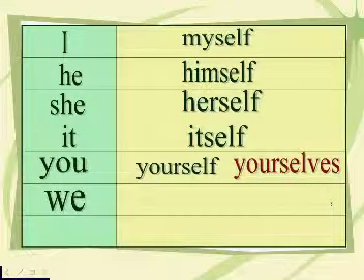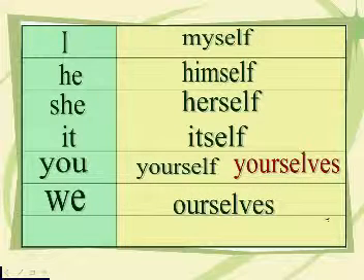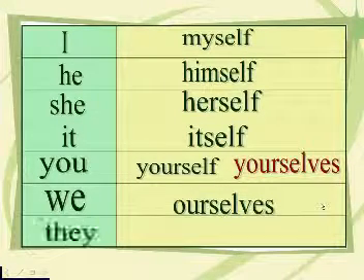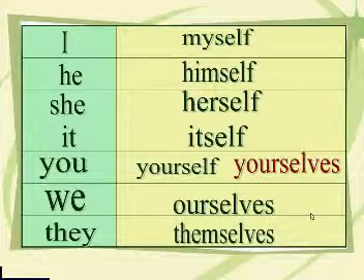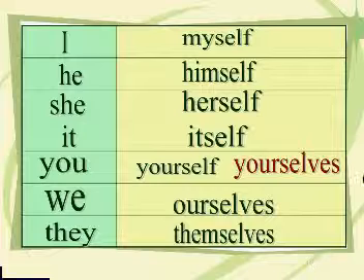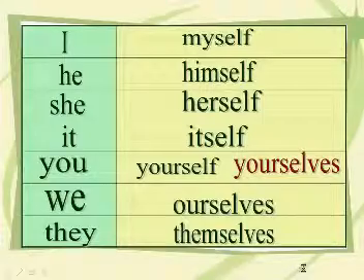And we, what is the reflexive? It's going to be ourselves. We hurt ourselves, or we talk to ourselves. And finally, they, themselves. So notice that all the words end in self, self, self, selves, selves, self when it's plural. Okay. Then we can move to sample questions.